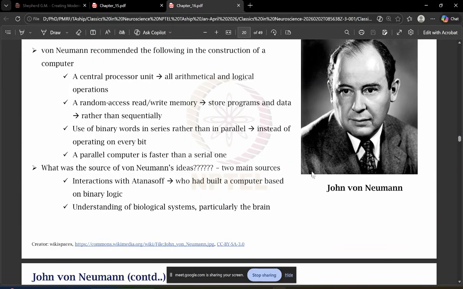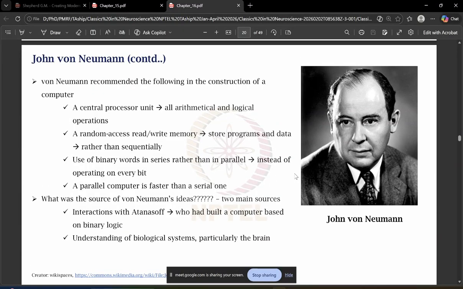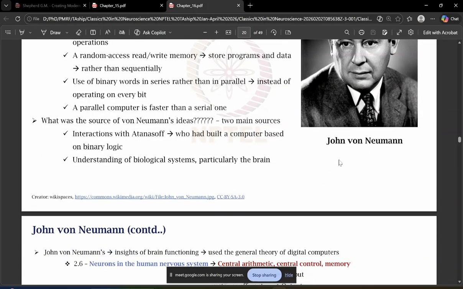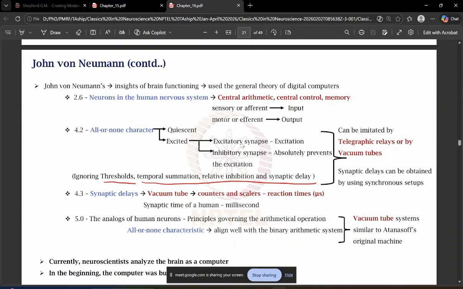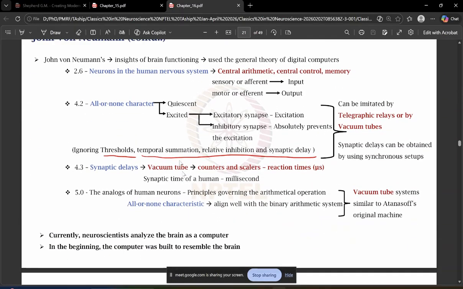By the way, John von Neumann died of cancer in 1957. He was going to give a talk on the brain and the computer, but at the same time he was diagnosed with cancer and could not give that talk. However, he wrote a short book on the brain and the computer, which was published shortly after his death in 1957. He also had several other insights, which we will discuss later.